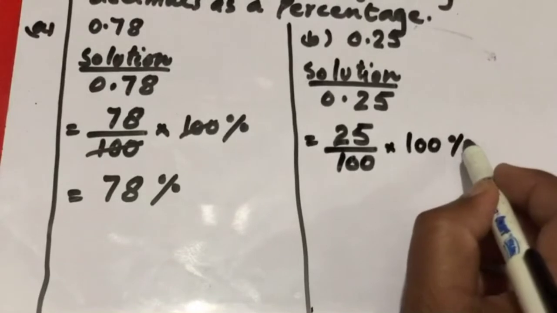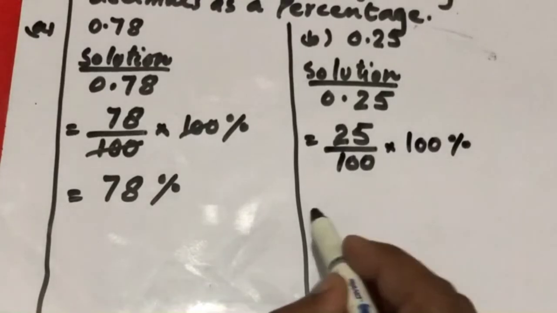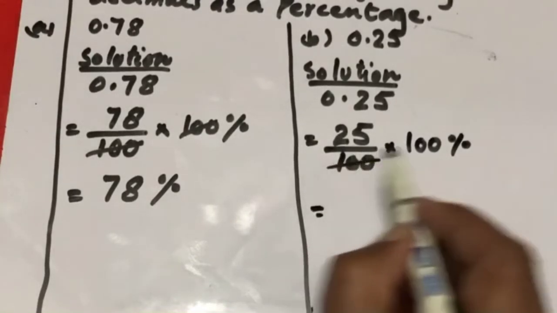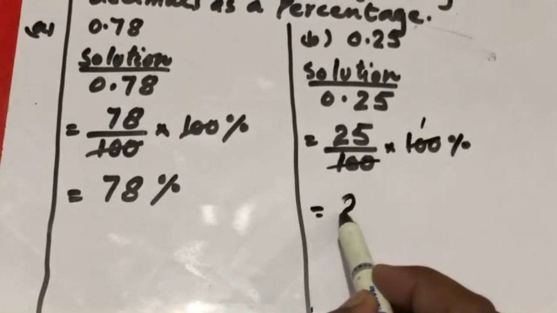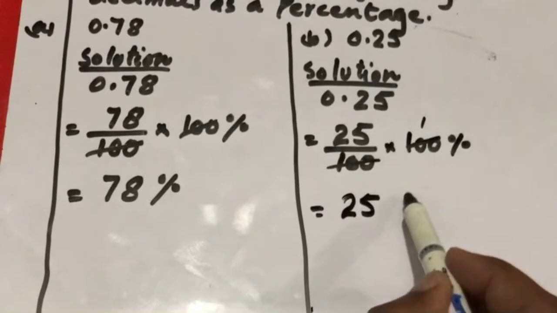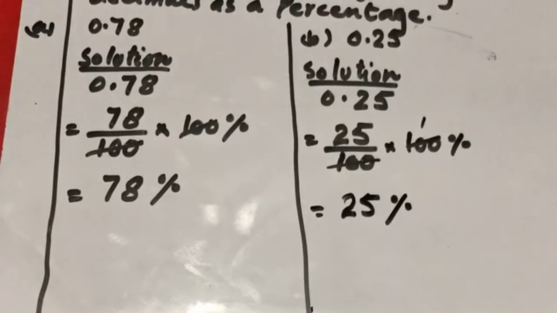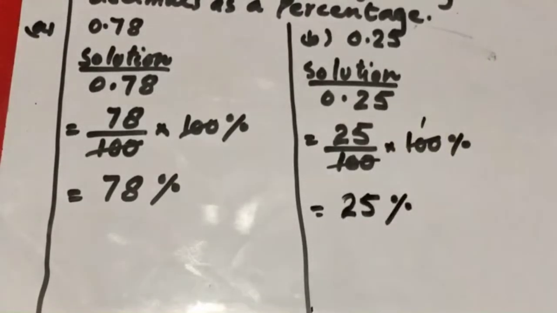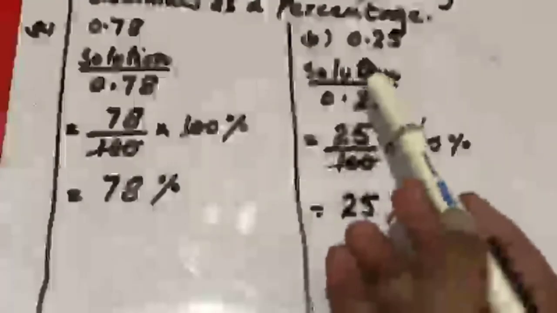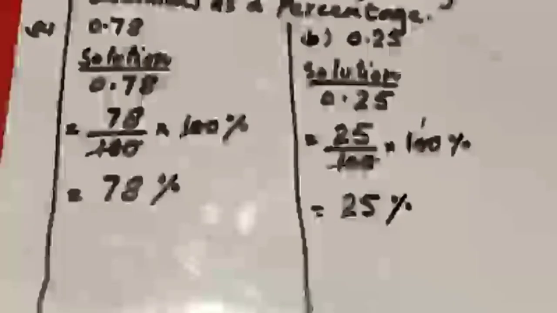As we have learned, if we want to convert any number into a percentage, we will multiply it by 100%. So here 100 will cancel out 100. So we have 25 ones are 25 and the percent symbol will be written as it is. So it becomes 25%. So 0.25 can be written as a percentage as 25%.